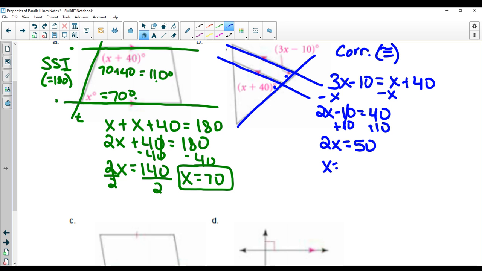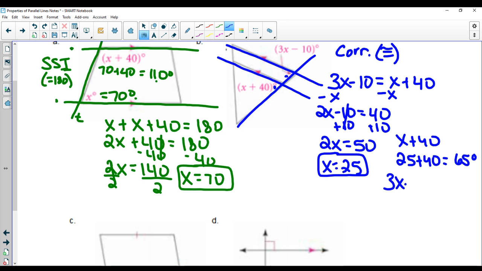And I would divide by 2 there, so I would get 25. So I have found my x. Funny, found my x. Sorry, I'm a dork. Anyway, I got my x. Now, I have to go plug it back in. So, x plus 40, that would be 25 plus 40, which gives me 65 degrees.